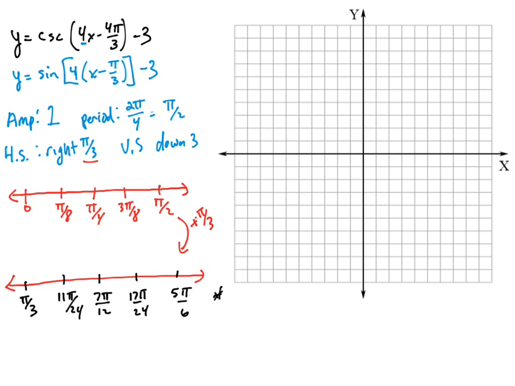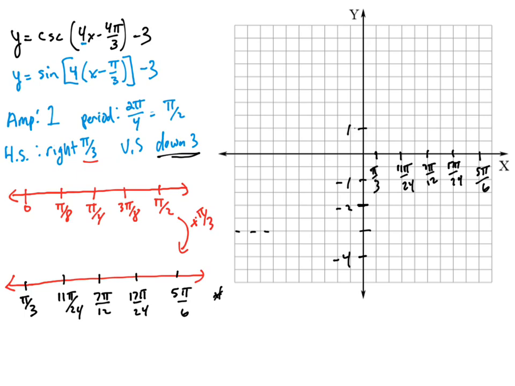Okay, so let's go ahead and graph the sine function. We have pi over 3, 11 pi over 24, 7 pi over 12, 17 pi over 24, and 5 pi over 6. Our amplitude is 1, so we're going up to positive 1 and negative 1. However, we're shifting down 3 units. So from 1 going down 3, we're going to end up at negative 2. Negative 1 down 3, we're going to end up at negative 4.